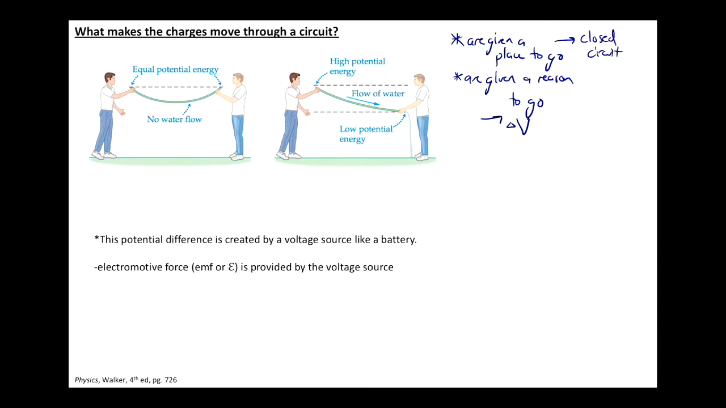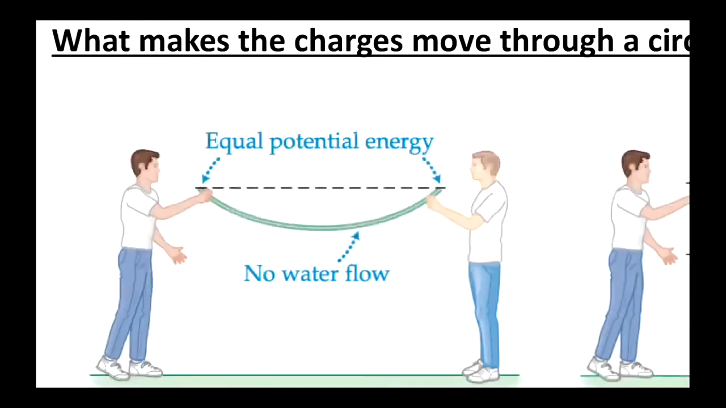So we see this reason to go illustrated in this particular diagram by two random dudes in blue jeans holding a hose that apparently contains water, even though the hose is green. That bothers me for some reason because I want to be able to see the water. So let's pretend that there's water in there. There we go. If the two ends of the hose are held at the same level, clearly all the water is just going to stay exactly where it is. It has no reason to go anywhere.